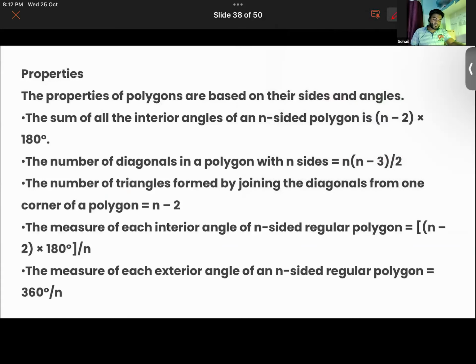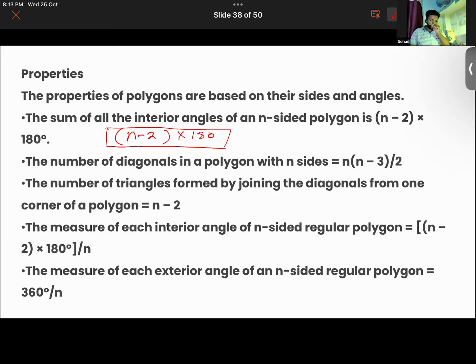Now, this slide over here is very important for you guys. Basically, the crux of all the formulas have been provided over here. The properties of polygons are based on their sides and angles. Like sum of all the interior angles of an n-sided polygon is n minus 2 multiplied by 180. So this is a very important formula. In fact, when you will be appearing for competitive exams or Olympiads, this is a formula you need to remember.